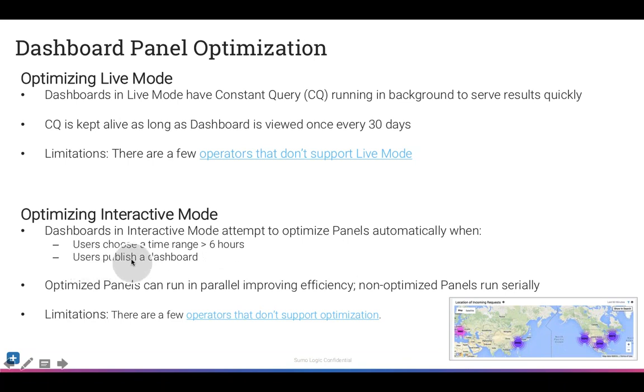Or if you decide to publish a dashboard and share it with other people, we're also going to optimize that interactive dashboard because we're assuming a lot more people are going to be viewing it. So we want to make the best experience for everybody out there. Now, any dashboard that has optimized panels, those can run in parallel and improve your efficiency. Those panels that are non-optimized usually are going to run serially, so we wait for one non-optimized panel to finish in order to take the next one. So it's always great to have your dashboards optimized as much as you can.